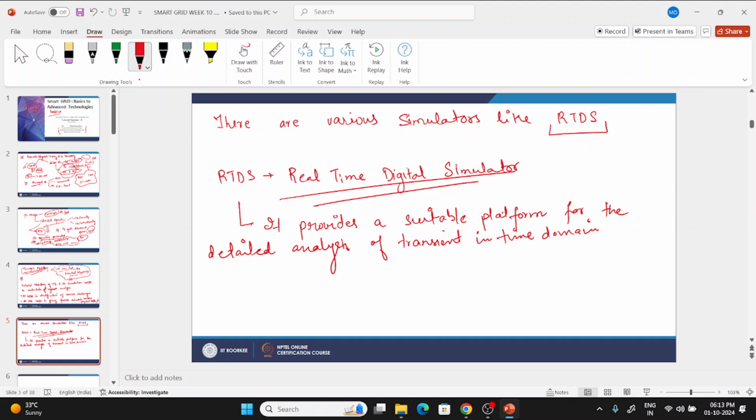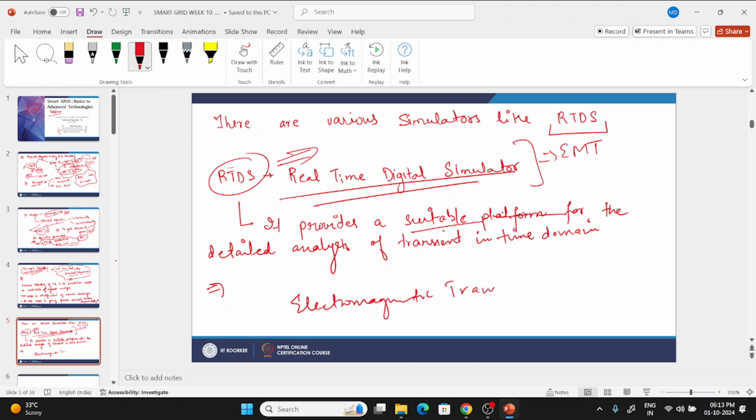Okay. So what is the work of RTDS? What are RTDS? These are simulators which give a suitable platform so that we can model our microgrid and do a detailed analysis of different transients or various things like that. And what are all these RTDS called? These are known as EMT. What is EMT? Electromagnetic transient simulator.